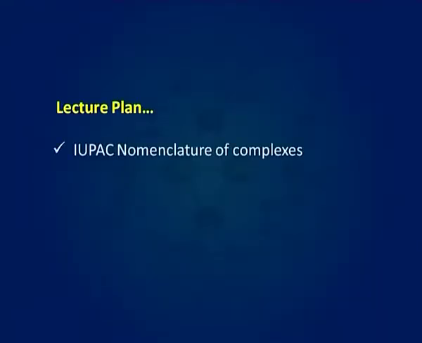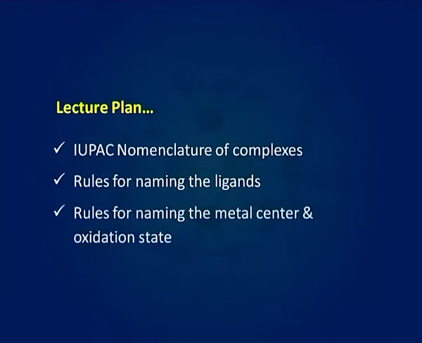Nomenclature is very important in coordination chemistry because of the need to have a definite method of describing formulas and writing systematic names. The formulas and names adopted for coordination entities are based on the recommendations of the International Union of Pure and Applied Chemistry, that is IUPAC. So, today we will discuss IUPAC nomenclature of complexes, rules for naming the ligands and rules for naming the metal center and oxidation state.